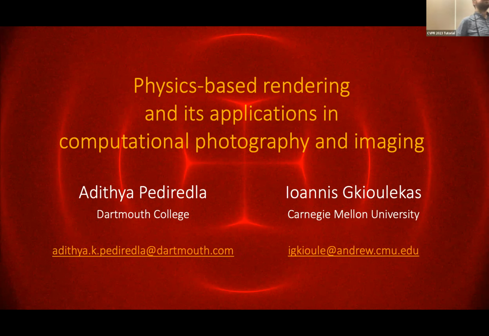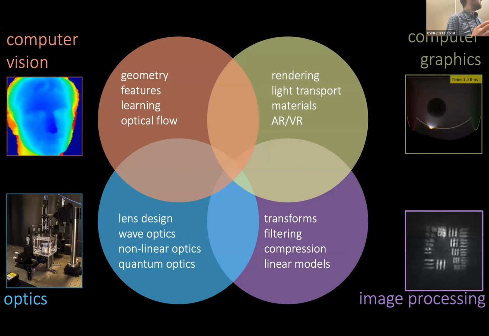All right. Hello, everyone. As I said, my name is Yanis Giolakas. What this tutorial is about is computational imaging. It's an area at the intersection of a lot of other areas. There is computer vision, which is why this tutorial is here at CVPR, where computational imaging draws a lot of ideas from geometry processing, different features, optical flow techniques, learning-based techniques, and so on. There is optics, where we have to play around with different types of sensors, different types of physical models, designing lenses, designing different combinations of all of these components. Image processing, where we work along with different transformations, filtering, compression algorithms, linear models, forward and inverse. And of course, computer graphics, where we have to use rendering, light transfer, different material models, AR, VR, and so on. So the intersection of all of this is computational imaging, right?